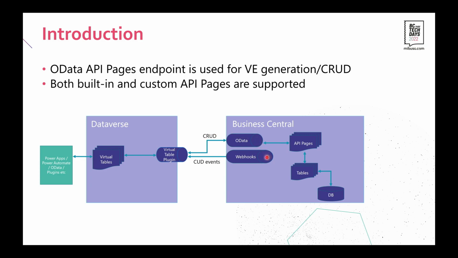Now, for the CAD events, we will use the existing webhook implementation to push the events back to the plugin, and then the plugin will push it back to Dataverse. So once you have your virtual tables, then you have all the great tooling which is provided by Power Platform: Power Apps, Power Automate. You can use the Dataverse OData, you can use the plugin, and you can use all the ecosystem which comes with the Power Platform.